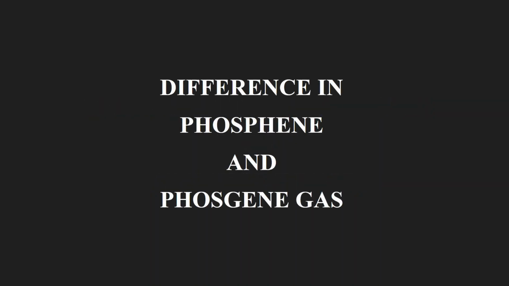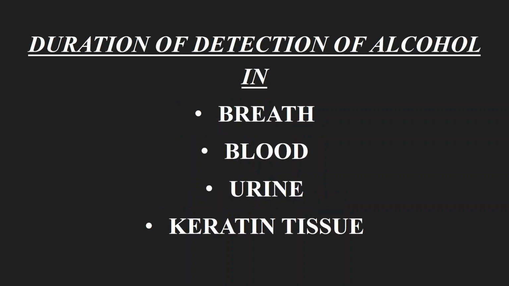What is the difference between phosphine and phosgene gas? What is the duration of detection of alcohol in breath, in blood, in urine, and in keratinized tissue? Up to how much time interval can you detect alcohol in all these breath, blood, urine, and keratin tissue? What is hippus or pupillary athetosis?